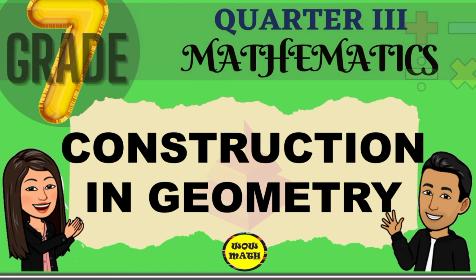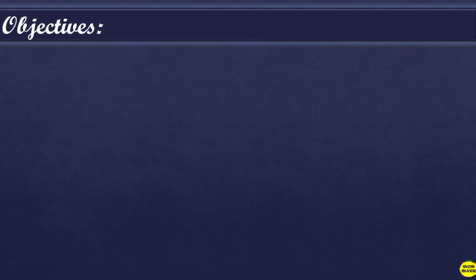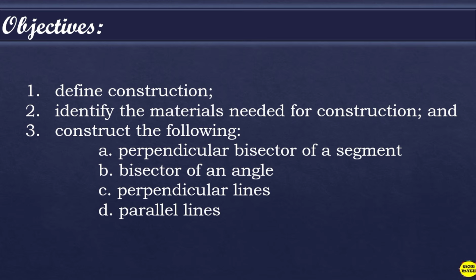Hi mga kawawmat, in this video we will discuss the basic construction in geometry. So in this video, we will define construction, we will identify the materials needed for construction, and we will construct the following. So we will be constructing the perpendicular bisector of a segment, the bisector of an angle, perpendicular lines, and parallel lines. So let's start.